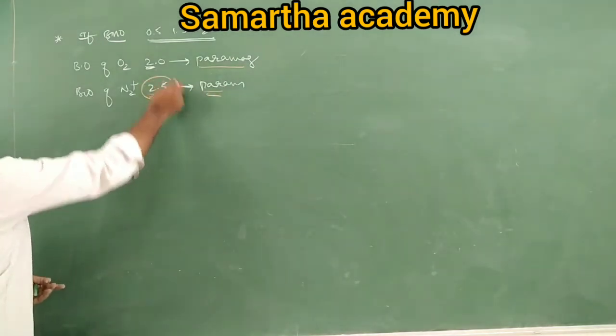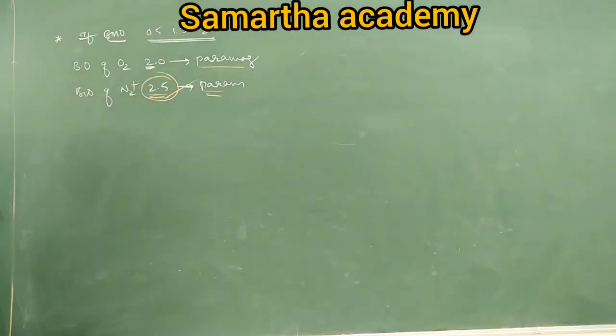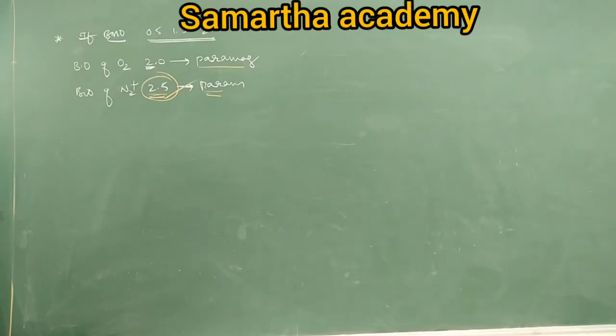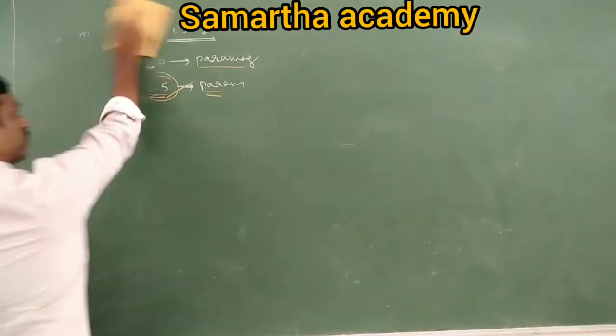N2+, it is 2.5, it must be paramagnetic. There is no question of diamagnetic. But even if it is even, there is also a possibility of para. That is the meaning. Okay. So these are the characteristics of bond order. Next, right?